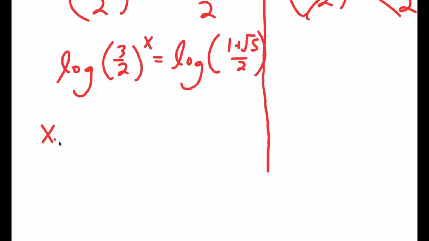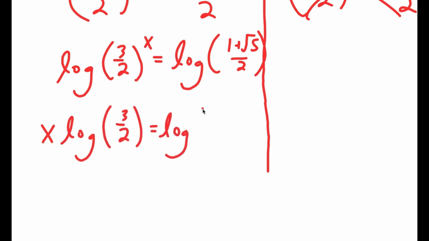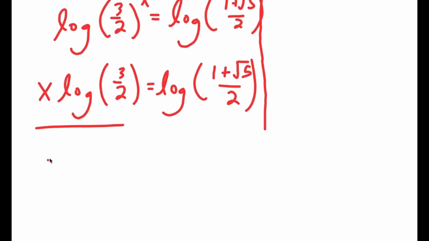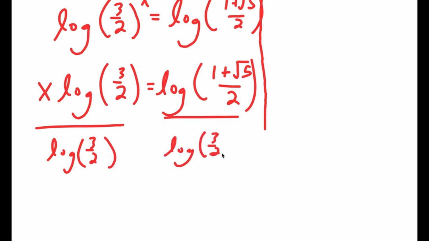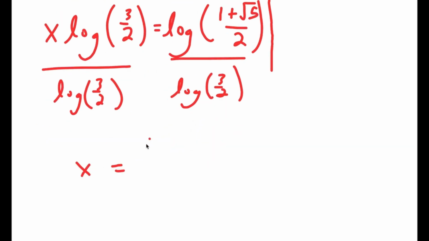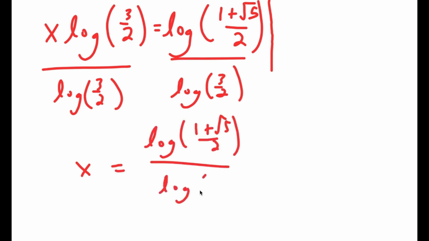So now this turns into x times log(3/2) is equal to log((1 + √5)/2). And now if I divide both sides by log(3/2), I get x = log((1 + √5)/2) / log(3/2).